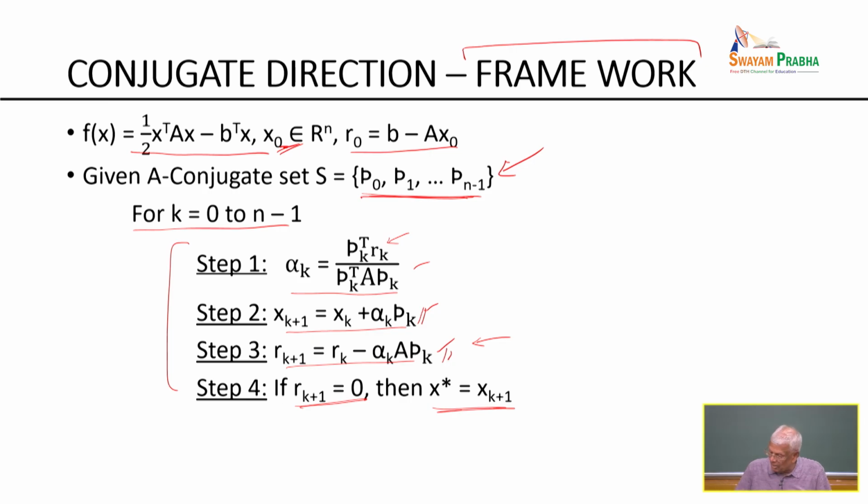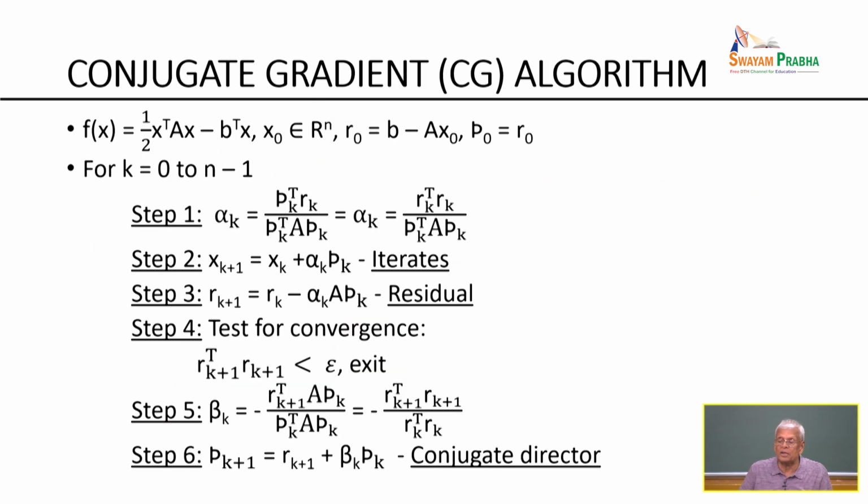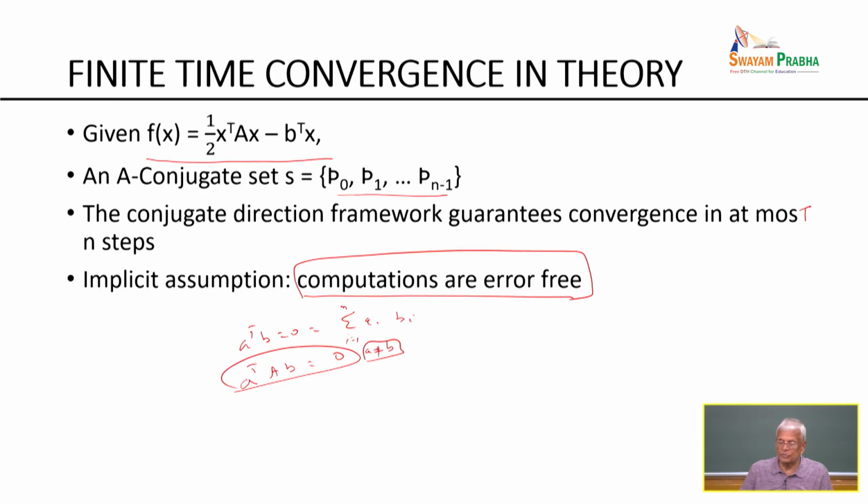So, what do we have in principle? If you have a quadratic function with a symmetric positive definite matrix, and if you are given a set of A conjugate directions, and if your computer is error free, so there are lots of ifs. I am given a model problem with a symmetric positive definite matrix. I am given a set of A conjugate directions, and I am assuming the presence of an error free computer, a perfect computer that has no round off errors. This framework will provide you a finite time algorithm to be able to compute the minimum.